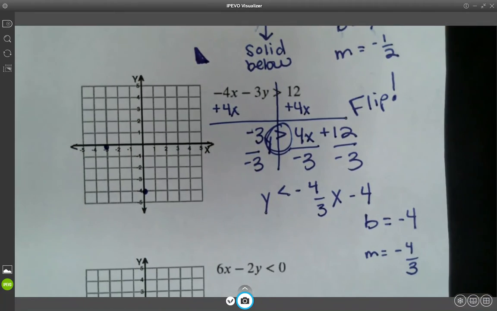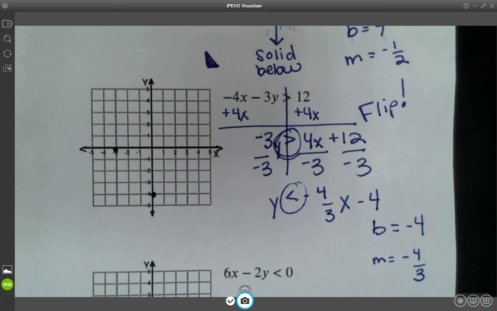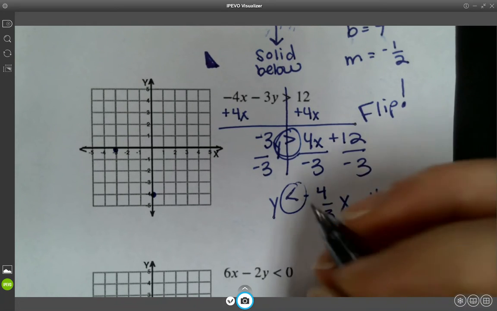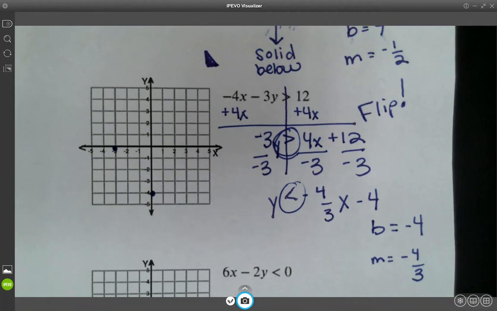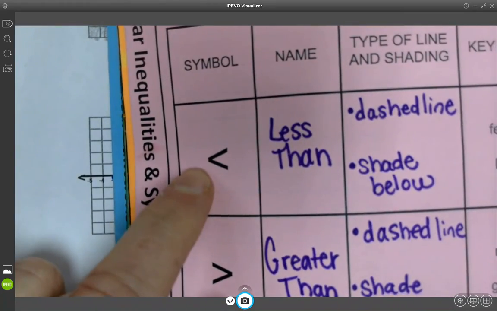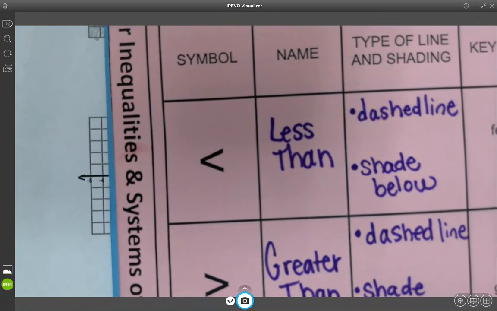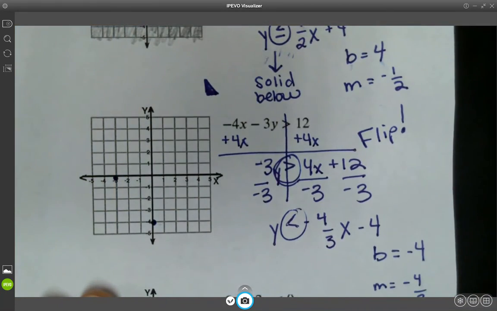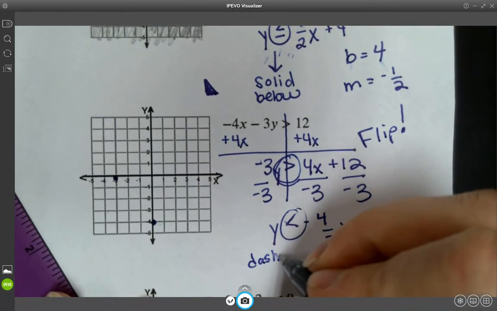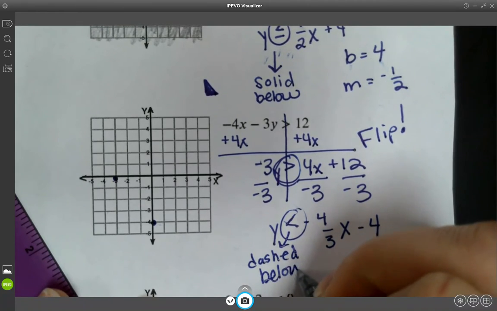All right, so we have our dots. Let's not make our line just yet. We've got to know what this is going to be graphed like. It's a less than symbol. So dashed and below, yeah. So if you look at the pink page, less than, dashed, and below. So always refer back to your notes. So I'm going to write the word dashed and below.